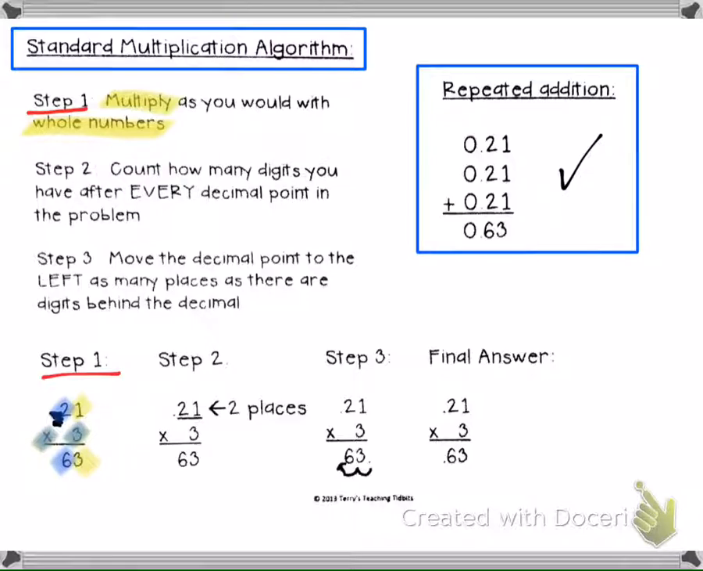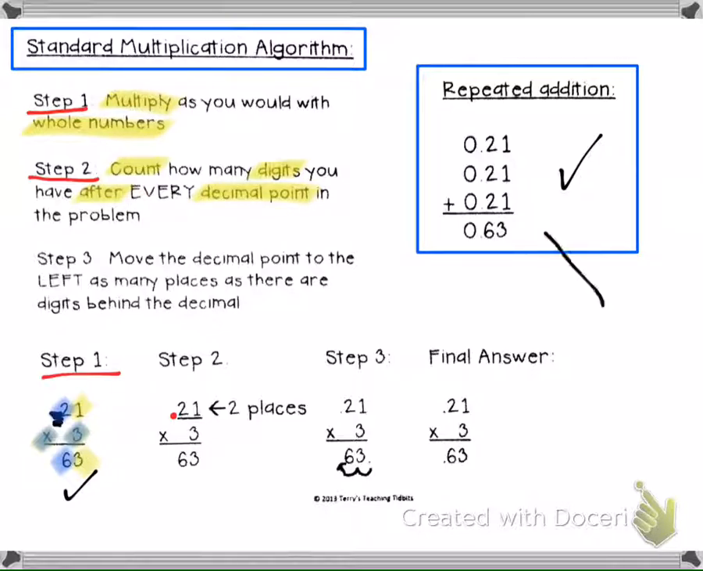Done with step 1. Step 2. Count how many digits you have after every decimal point in the problem. So we're just going to count the digits after the decimal point. So if you look here, this is a decimal point that we had scratched off at the beginning. After we multiply, now we come back and we take care of the decimal. This is kind of different than when we add.